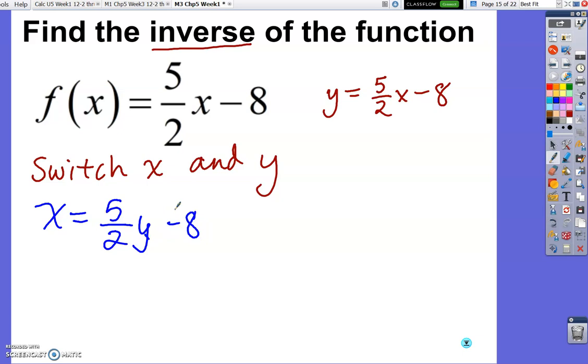But to get it in function notation form, I have to get y alone. So I'm going to do that by adding 8 to both sides, which gives me x plus 8 equals 5 halves y. And now I need to undo this. So I have two choices with this fraction of how to undo it. I can either times by 2 and make the fraction a little simpler and then divide after I'm done with that, or I can multiply by the reciprocal. I'm going to go ahead and just times by 2.